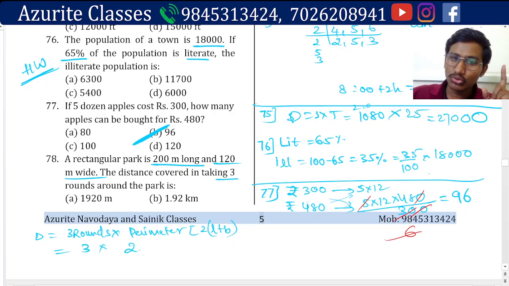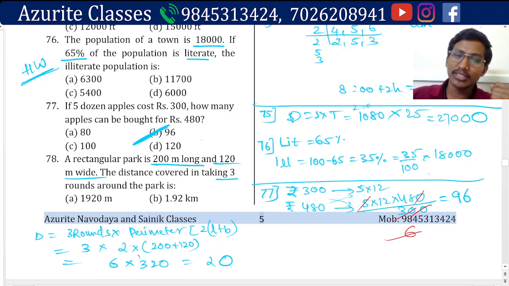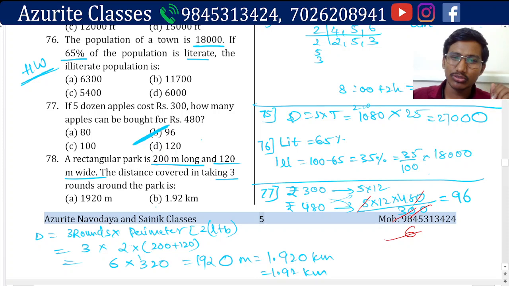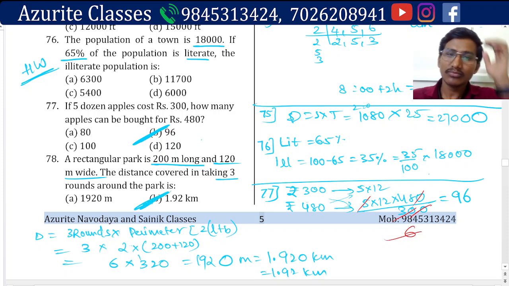So 2 into (L plus B), where length is 200 and breadth is 120. 200 plus 120 is 320. 3 2s are 6, so 6 into 320. If you multiply by 6, 6 2s are 12, carry 1, 6 3s are 18 plus 1 is 19. That gives 1920 meters, so it will be 1.920 kilometers, or 1.92 kilometers, because we don't need the 0. So B is the answer.